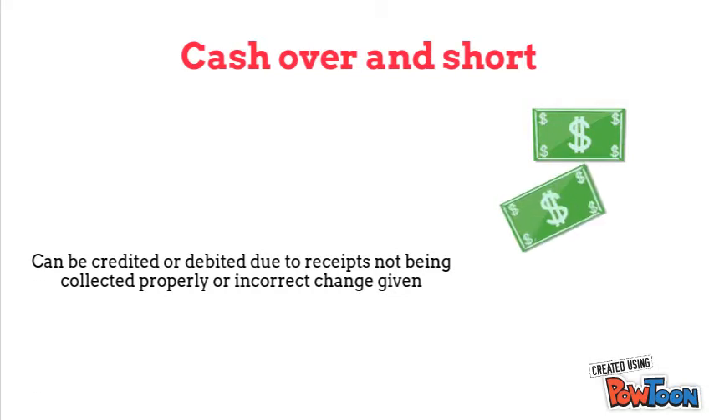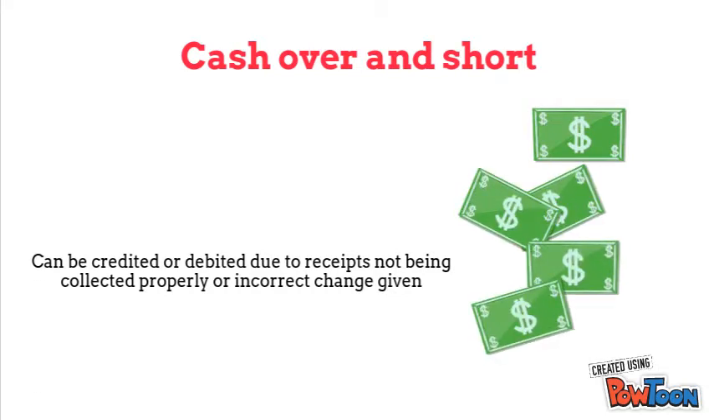Oftentimes, discrepancies may occur in this calculation when the custodian does not obtain all receipts or is given incorrect change. To account for this, a temporary cash over and short account is required. Depending on the situation, the cash over and short account would have a debit or credit balance.